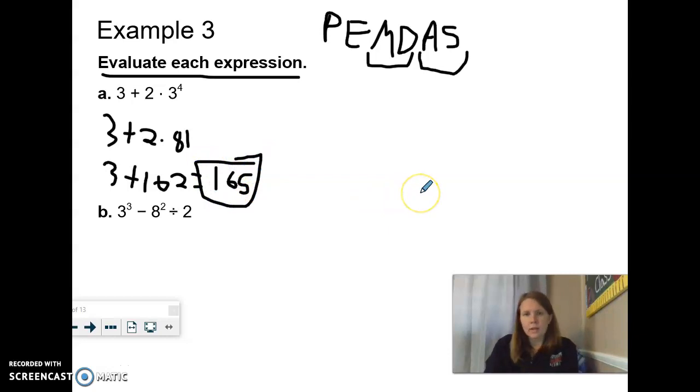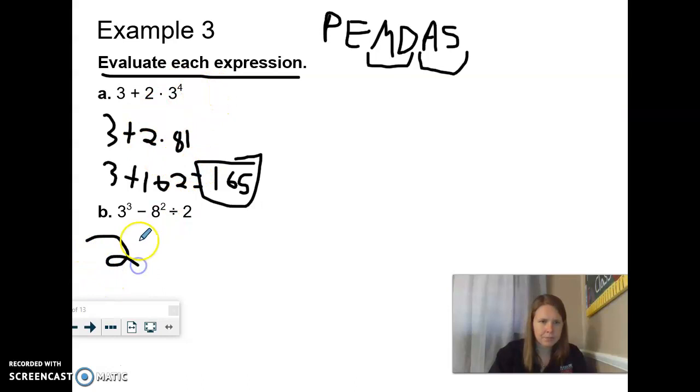Okay. So your next one then, again, you want to start with anything parentheses, but we have no parentheses, so we're going to start right into our exponents. I'm going to get 3 to the third. When I was kind of figuring this out, I already remember what 3 to the third was. That's going to be 27.